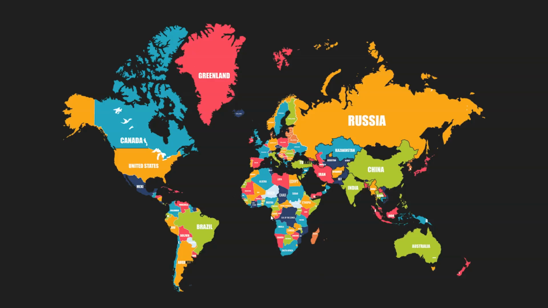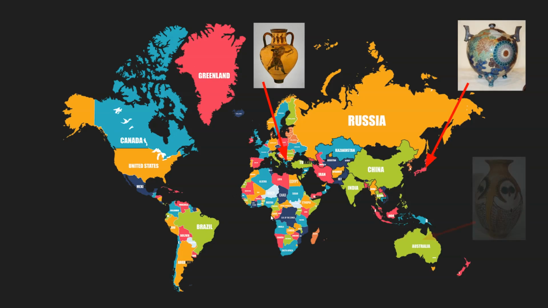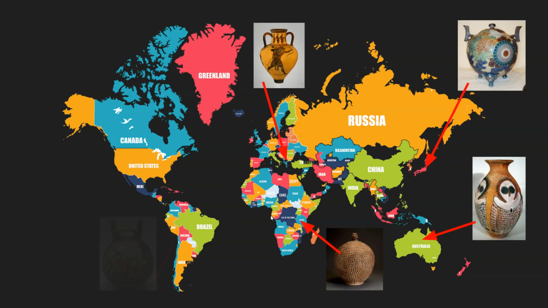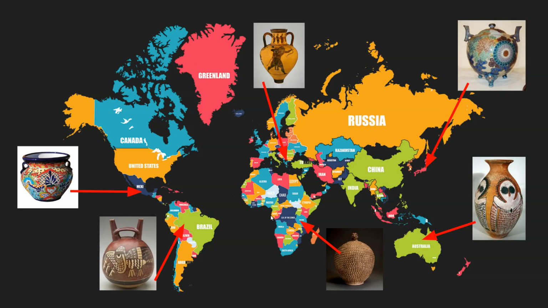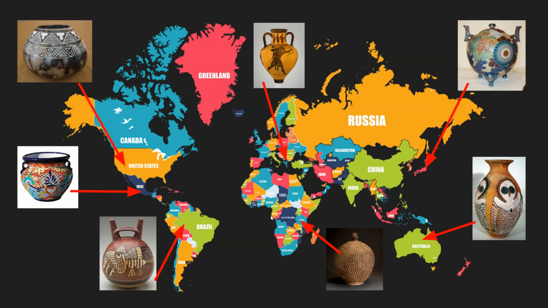For starters, here's the world. Where do you think we get clay? Now, the big thing is to understand what clay is, because clay is essentially dirt. Okay, and where do you find that? Well, you find it pretty much everywhere, okay? From Greece to Japan to Australia, Africa, South America, Mexico, United States. And the different areas and the different cultures influence what kind of pottery or ceramic work is made.